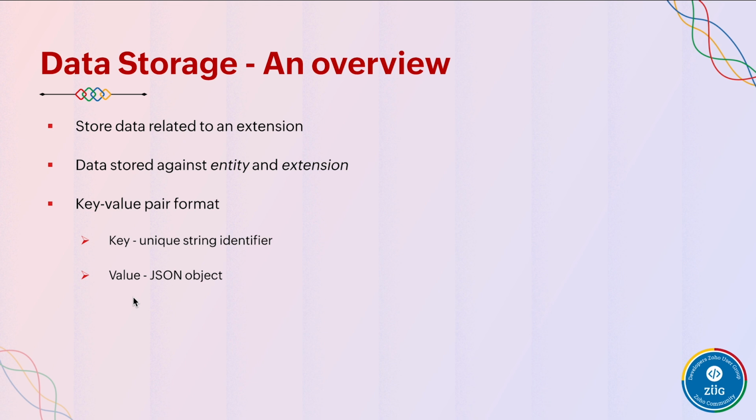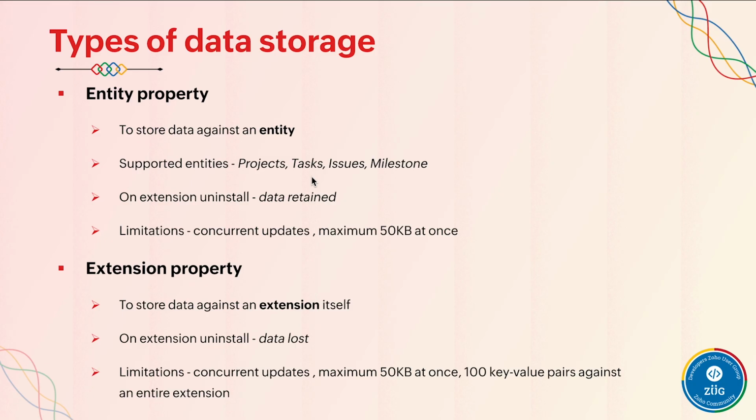So this is an overview of data storage, where we've seen that you can store data related to the extension that you're developing. Data can be stored either against an entity, which is a module, or against the entire extension itself. And the format in which you need to store the data, either across the entity or the extension, is going to be in a key value pair format. Next, we are going to explore the different types of data storage which are available in detail.